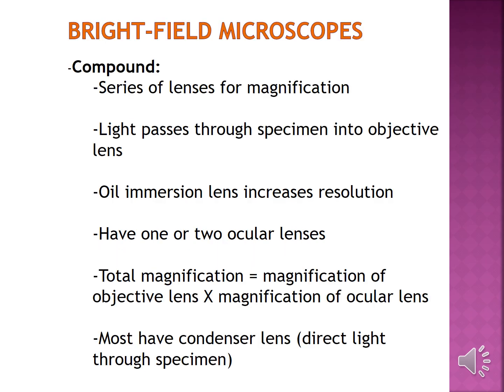A compound microscope has a series of lenses for magnification. Light passes through the specimen into the objective. The oil immersion lens increases the resolution. It has one or two ocular lenses. Total magnification is the magnification of the objective multiplied by the magnification of the ocular lens. The condenser helps direct light to pass through the specimen.